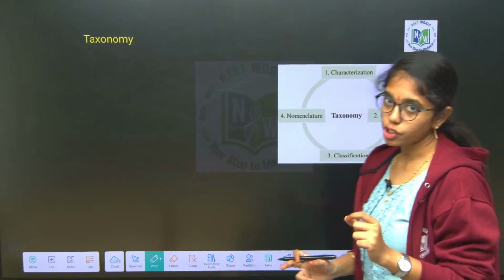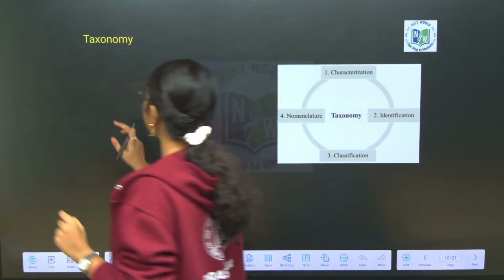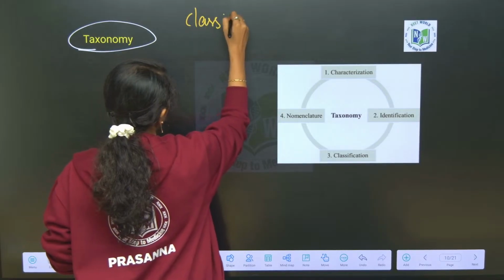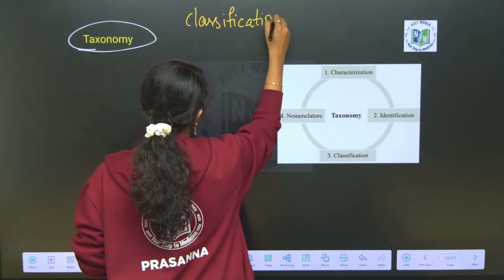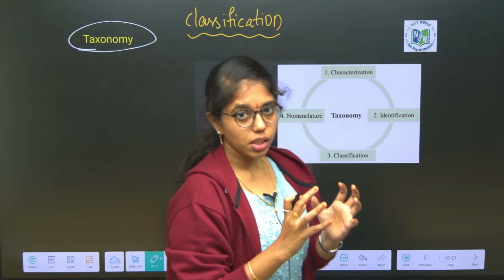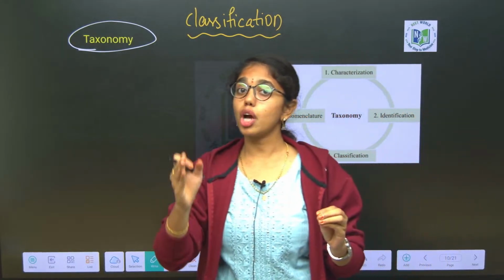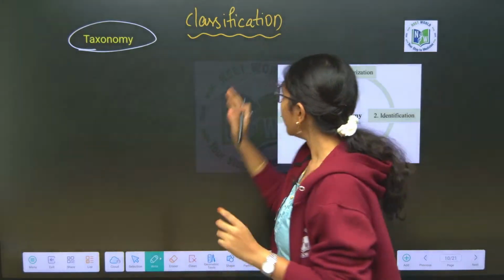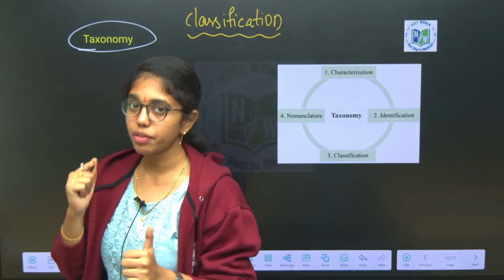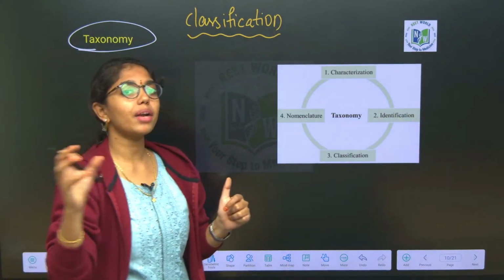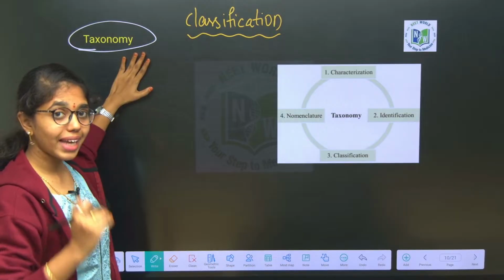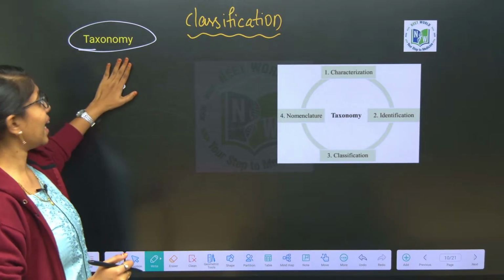Next, when it comes to taxonomy. What is taxonomy? First, what is classification? What is the difference between taxonomy and classification? Classification is nothing but grouping the organisms into convenient categories based on easily observable characters. Grouping of organisms based on their easily observable morphological characters into some convenient categories is called classification. And putting those organisms into different taxa is called taxonomy.